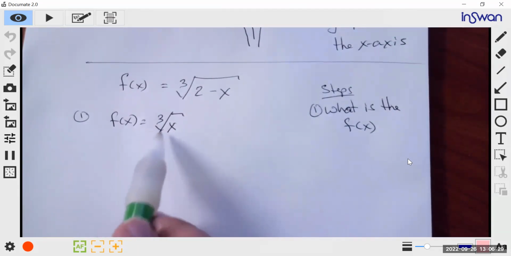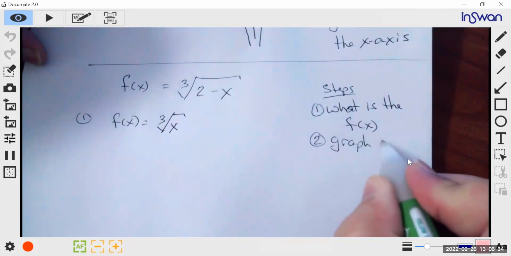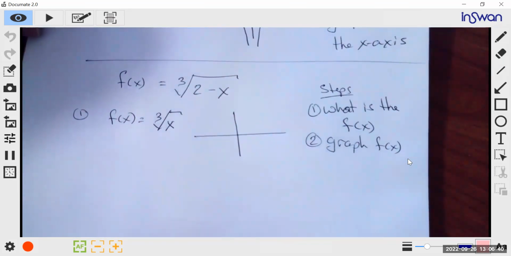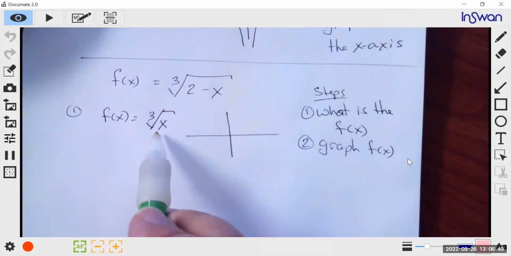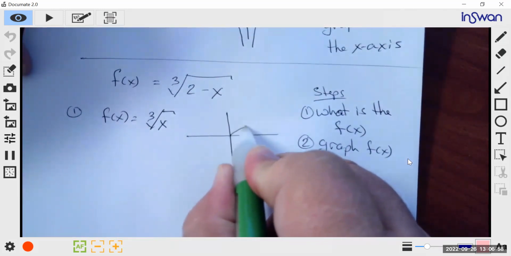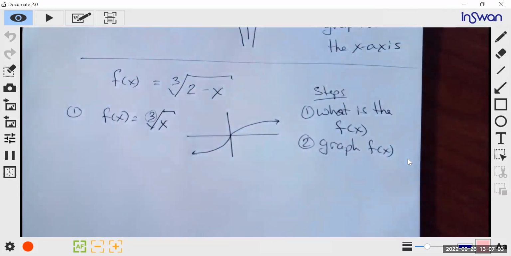Why is this important? What does the cube root function look like? What's the graph? I know you know it when I put it up there. Can the answers be positive? It looks like the square root, but it can also be negative since it's cubed. It can be positive, negative, and zero. So that is the graph of the cube root function.